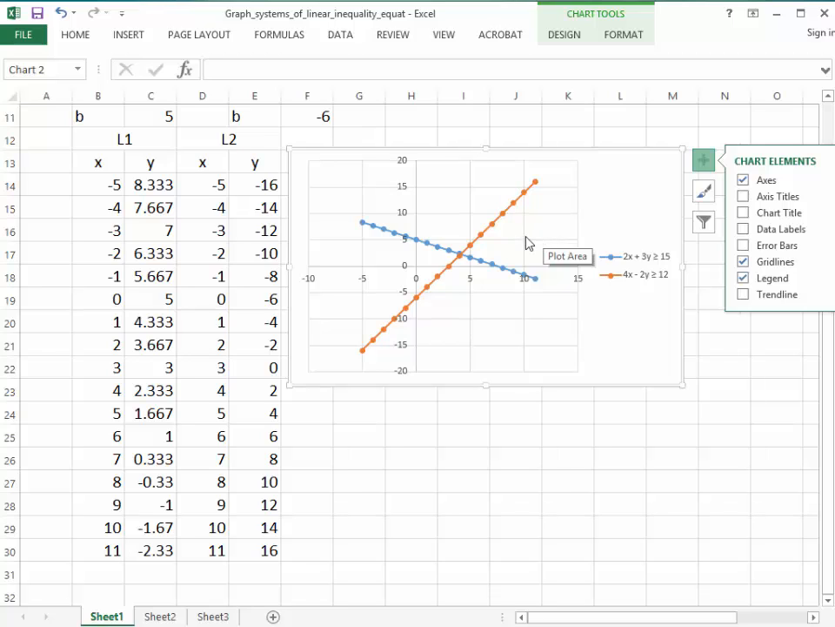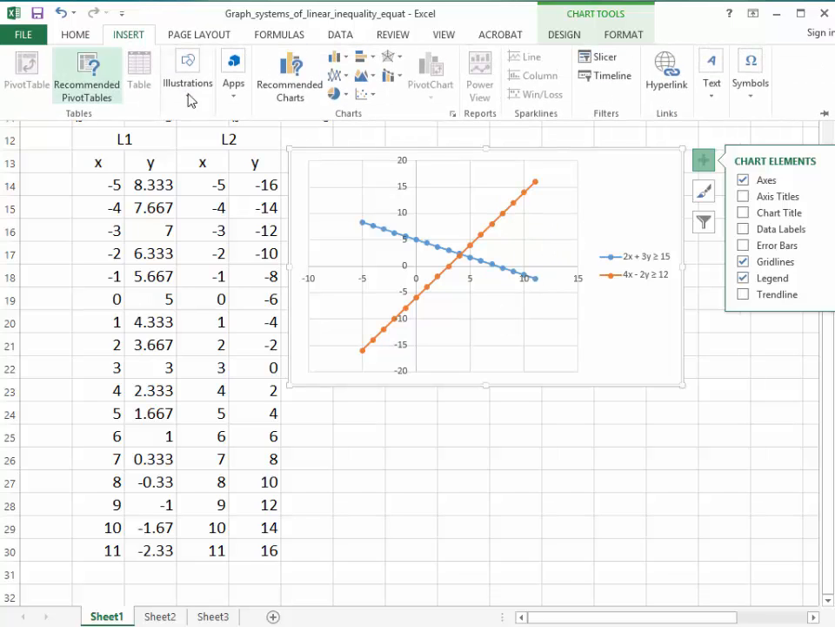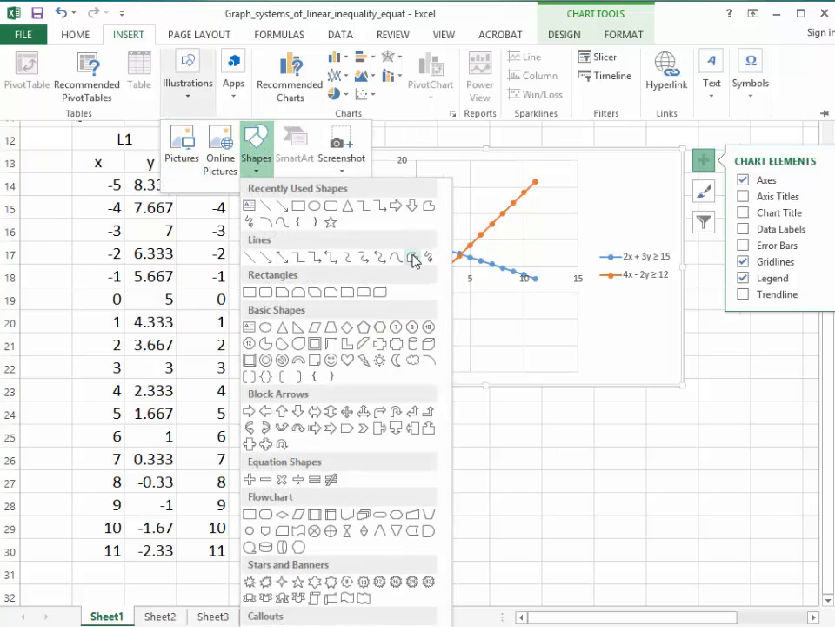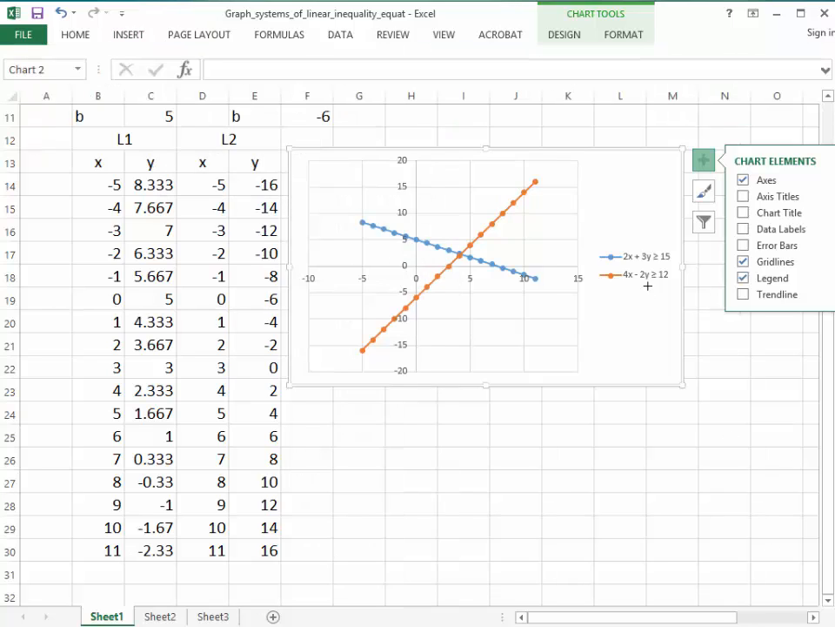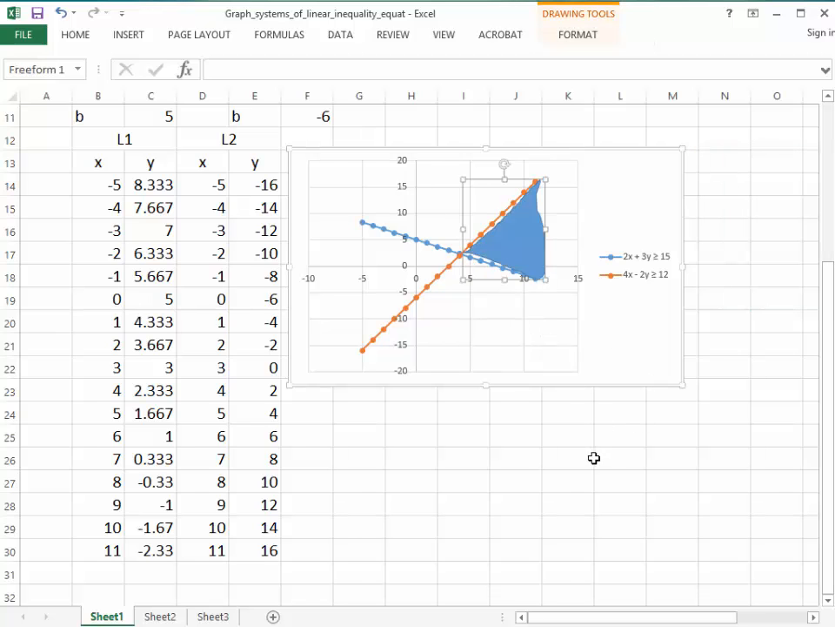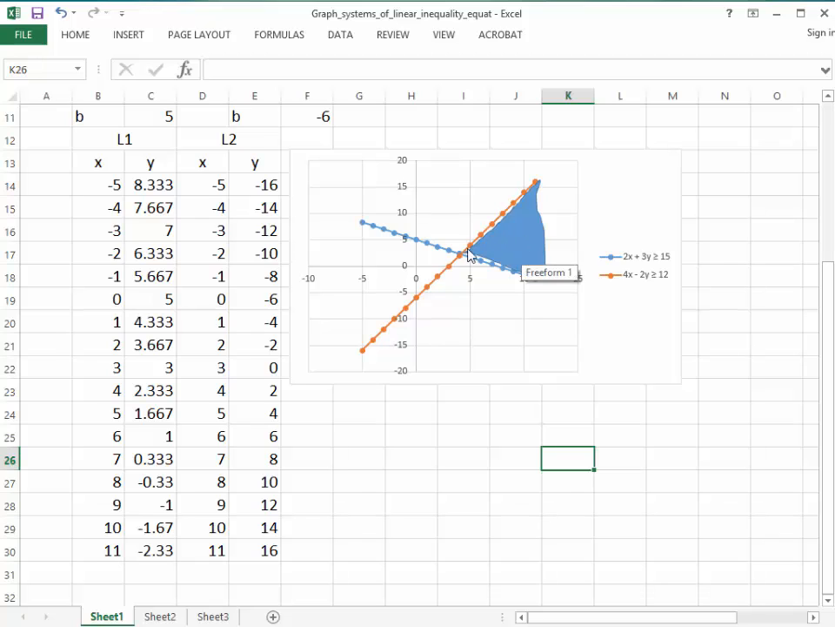Now I'm going to attempt to show you how to draw that. So we go to our insert, and this time we're going to insert an illustration. We're going to go to our shapes, and we're going to go to our freeform shape. Now comes the hard part. You have the plot area. I'm going to start at the point of intersection. I'm going to go up a little bit, click on there. I'm going to go down as best as I can, click over here, go back up, let go, and that's approximately this particular region that satisfies the conditions of both inequality equations.